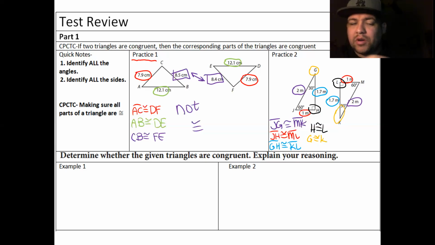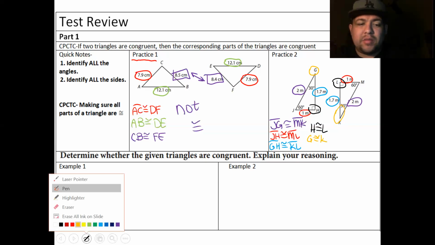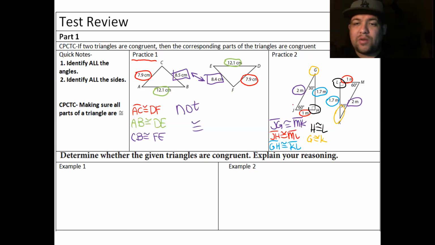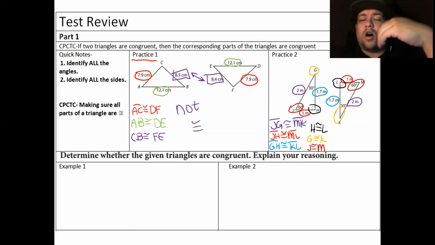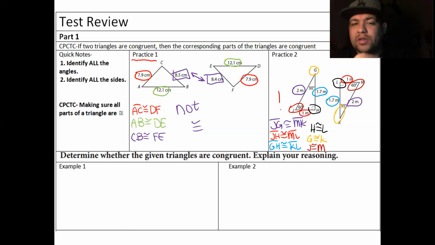So we're good on that aspect. And the last one we want to be able to see is our last side, which is J, is congruent to M. So that's our reason, and that's what we want to be able to explain and see. All three parts, all the sides, and all angles are congruent. Therefore, both triangles are congruent.